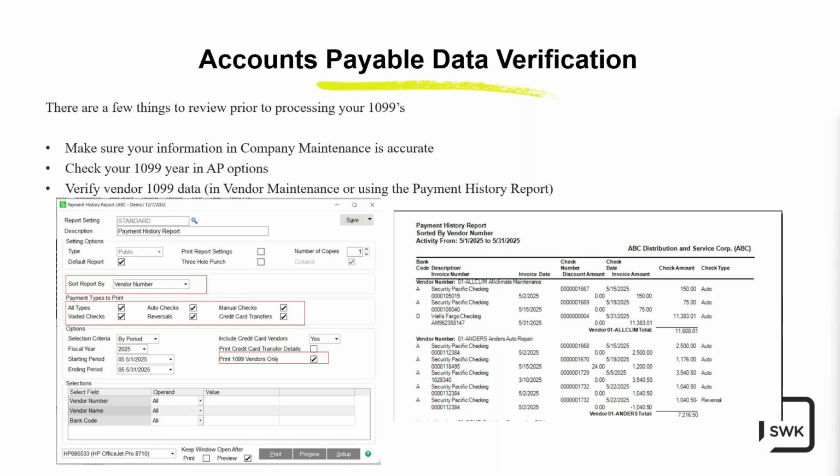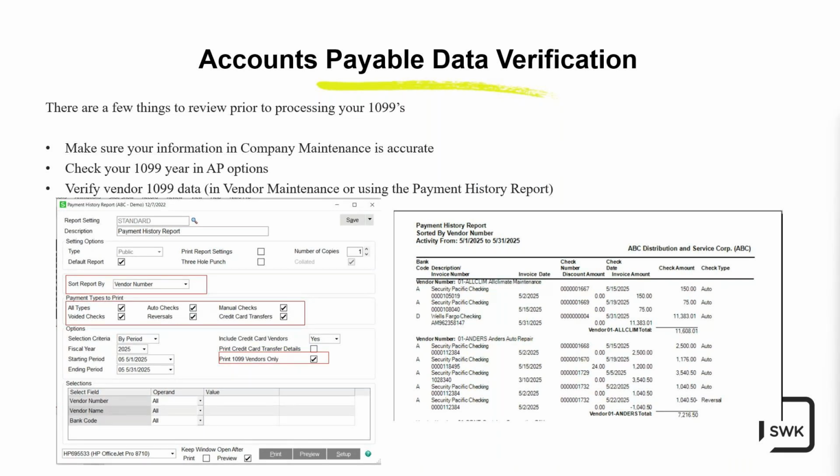You'll also want to check your 1099 year and AP options. So that's under AP setup, accounts payable options. And in there on the main page, you'll see your 1099 year there. So you'll want to make sure that that's set at 2024 in order to do your 1099s for this year.